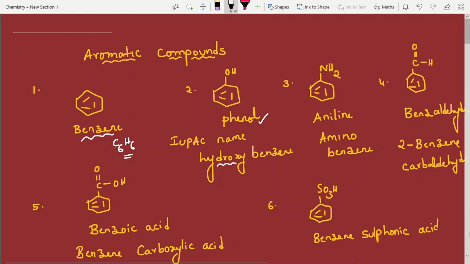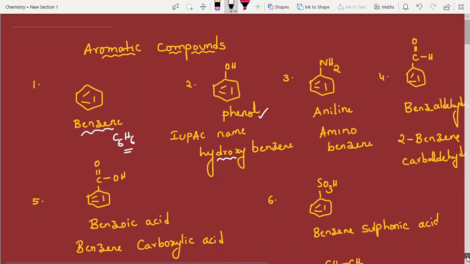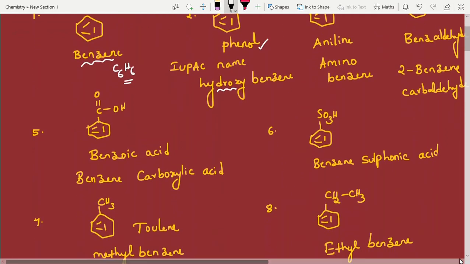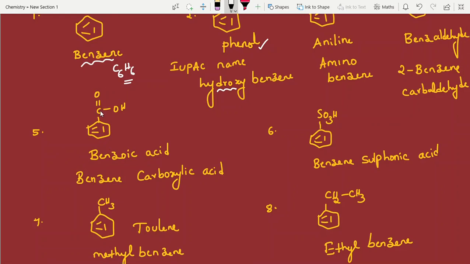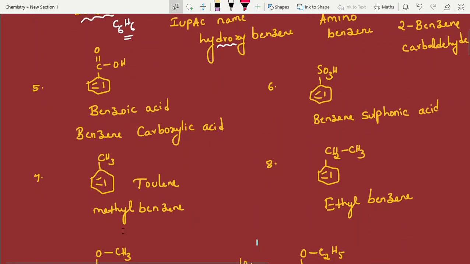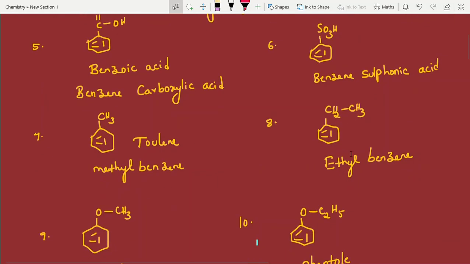Now next, other compounds. Nearly 25 examples I made, students. Benzoic acid, so benzene carboxylic acid. Next this is benzene SO3H, benzene sulfonic acid. Next one, methyl benzene is the IUPAC name, and the common name is toluene. And this is ethyl benzene. The IUPAC name is the same thing.